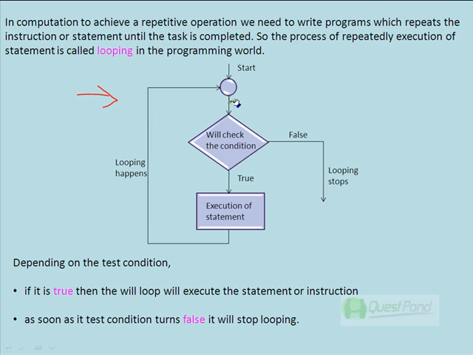When the program starts, it will check the condition, whether it is true or false. If the condition is true, then the execution of the statement is done and it will loop over again. Thereafter, if the condition is false, then the loop will stop, the execution of the statement will also stop, and the program will terminate.